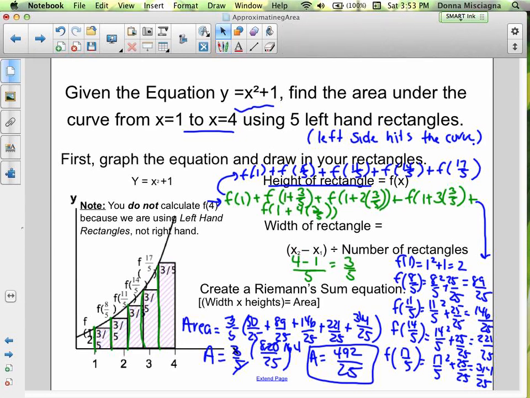So I'm trying to hold the microphone at the same time. All right, so that is our area using our left Riemann sums. Now, is that an underestimate or an overestimate? Well, I see some triangles, roundy triangles in the curve that are not represented. So, of course, this is an underestimate.